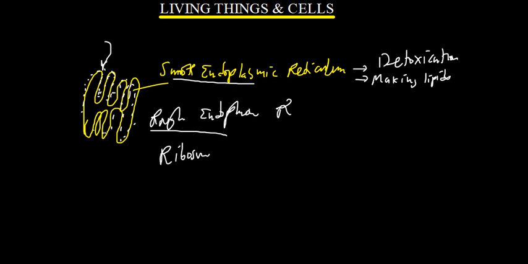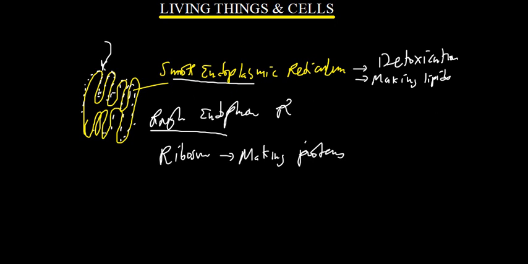Rough endoplasmic reticulum has got ribosomes, and so it is involved in making proteins, because ribosomes are involved in making proteins. Excretion is the removal of waste products of metabolism. Detoxification is making something not toxic to the body. Okay.